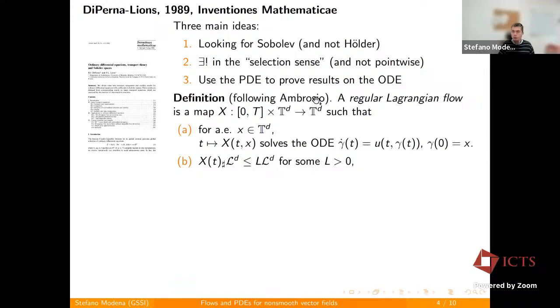We can take the push forward through this flow map here. And then the requirement is that this push forward measure is less or equal than some fixed constant L, independent of time, times the Lebesgue measure itself. What does it mean concretely?